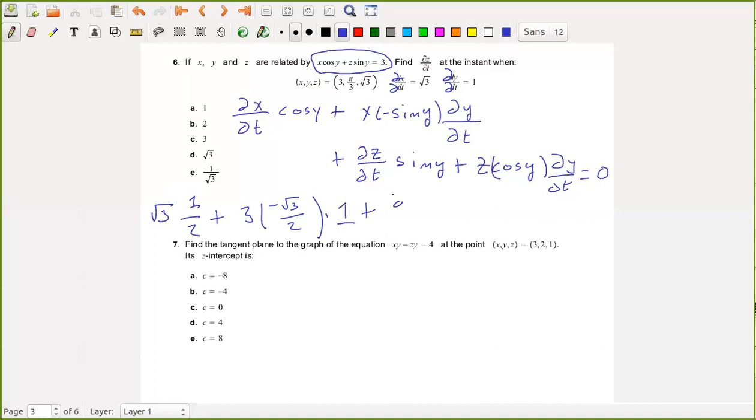plus the partial derivative of z with respect to t times sine y. Again, y is pi over 3, so sine of y is the square root of 3 over 2, plus z is the square root of 3, times cosine y, cosine of pi over 3 is 1/2, and times the partial derivative of y with respect to t, which is 1, and that's equal to 0.